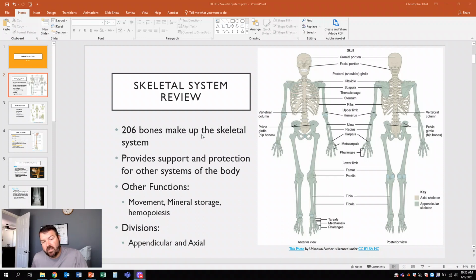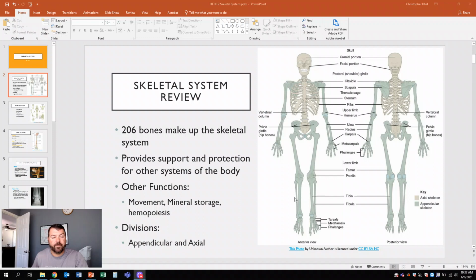It is the base of movement, where movement occurs, based on muscle attachment and muscle contraction and so forth. Other functions of the skeletal system, besides movement: mineral storage, obviously in the bones themselves, and hemopoiesis, which is the development of red blood cells, which occurs in the bone marrow.